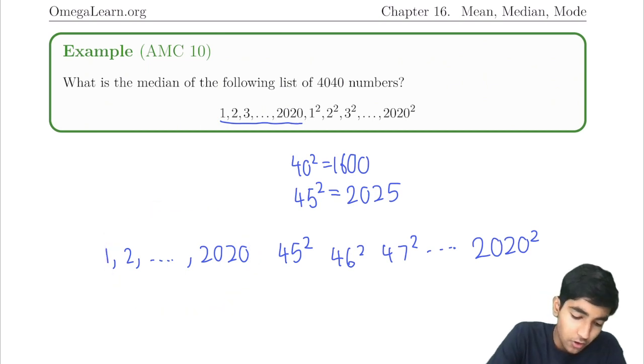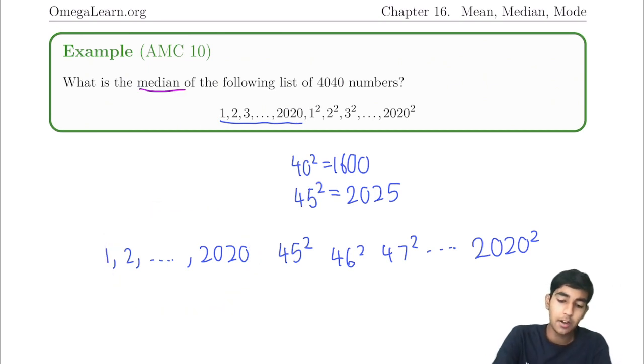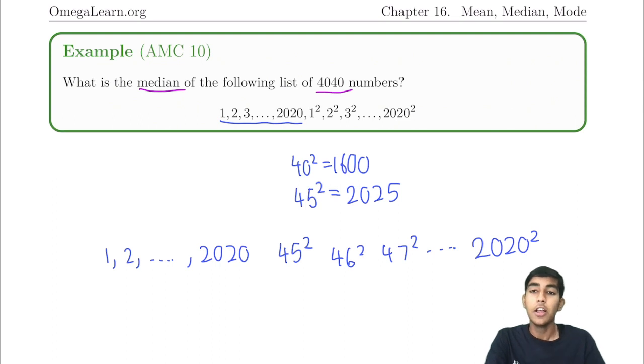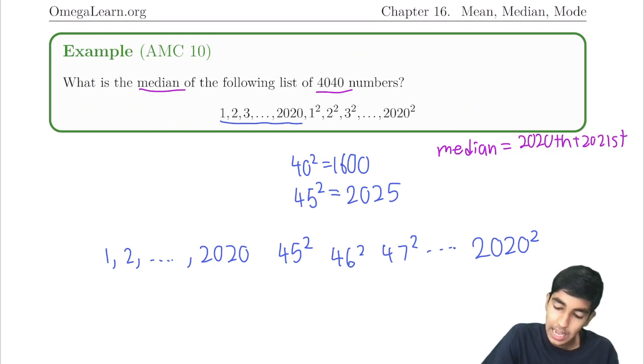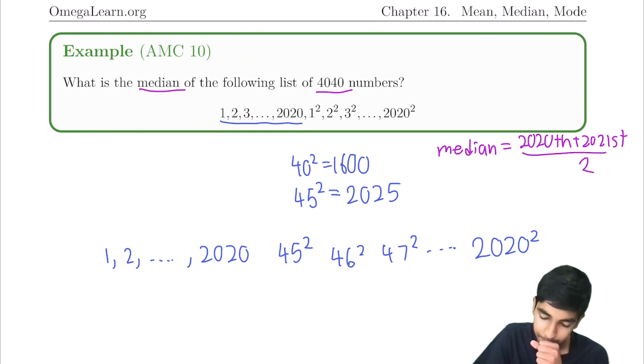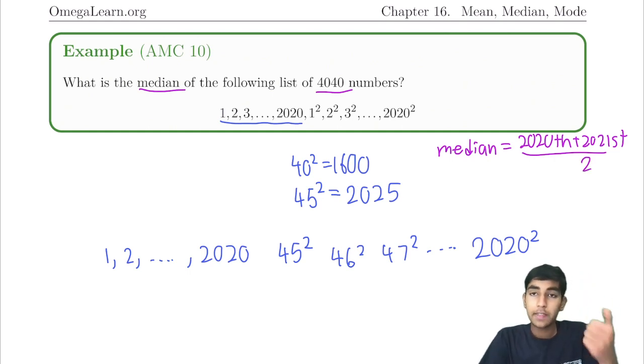Okay, median, first of all. Remember, there's 40 numbers, which is even, so median will be the average of the middle two numbers. And because there's 40 numbers, median will be the average of the 2020th number and 2021st number. The average of them, right? So what is the 2020th number and what is the 2021st number?